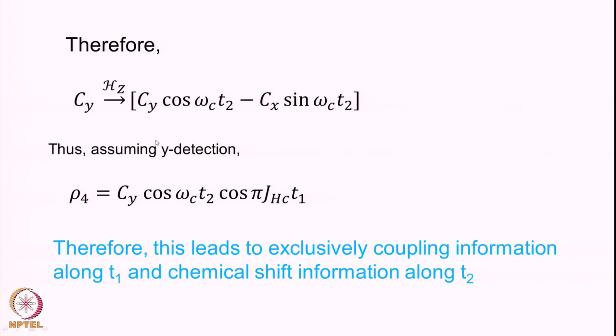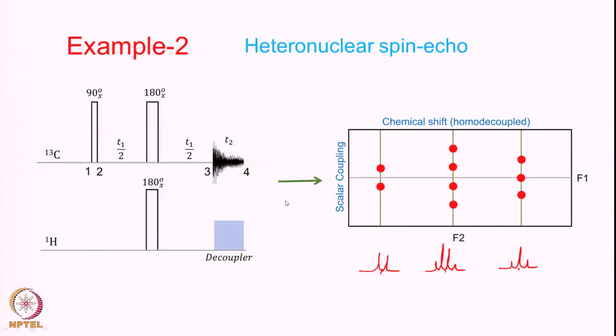Now we can detect only the Y magnetization, and if you do so, then of course I will have here rho 4, which is minus Cy cosine omega_C t2 cosine pi J_HC t1. Once again this is capital C. Now you see in the t2 domain, I have only the frequency omega_C, the chemical shift. Therefore, if I Fourier transform along the t2 axis, I will get only the frequency information. Now along the t1 dimension, I have only the coupling information, this is pi J_HC t1. Therefore, when I Fourier transform along the t1 dimension, I only have the coupling information. So this results in exclusively coupling information along the t1 dimension and chemical shift information along the t2 dimension, and that is indicated in this schematic drawn here. We have exclusively coupling information along the F1 dimension and exclusively chemical shift information along the F2 dimension.